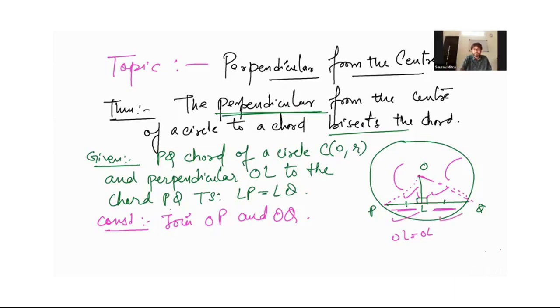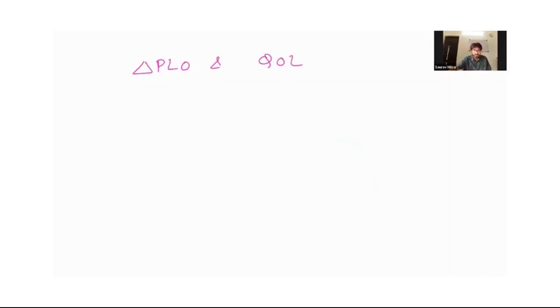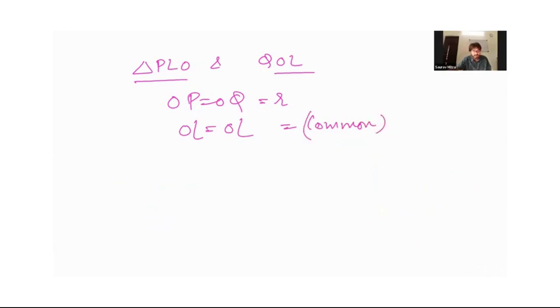Okay, so that means if I take the first triangle and the second triangle, my OP is equal to OQ, because it is the same radius, and OL equals OL because it is common. Okay, next is the 90 degrees. That was the perpendicular. Angle OLP is equal to angle OLQ, that is 90 degrees.